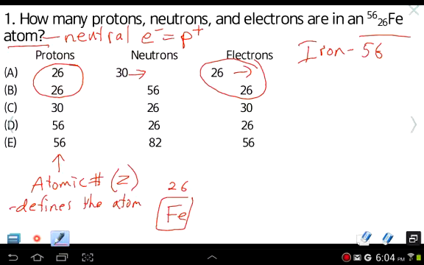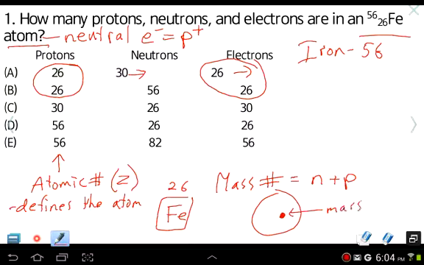Recall that the neutrons and the protons combine together to give you something called the mass number. Mass number is the neutrons plus the protons. Recall that the nucleus of an atom is the most massive. Here's a rough model of the atom. Most of the mass is residing in the nucleus. Most of the volume is due to the electron cloud. And in the nucleus we have protons and neutrons, and that's why the nucleus has mass.